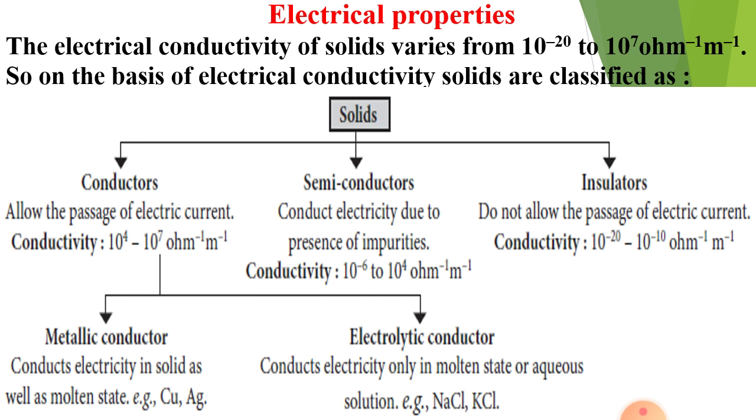In case of semiconductor, generally they show conductivity on increase in temperature. Now, third, insulators. They do not allow the passage of electric current and their conductivity range is 10 to the power minus 20 to 10 to the power minus 10 ohm inverse meter inverse. So on the basis of conductivity, solids are of three types.